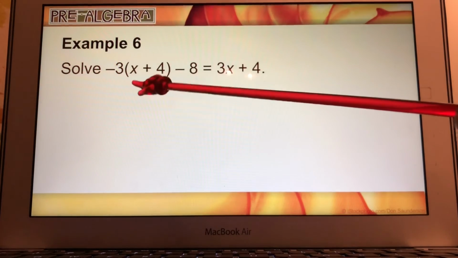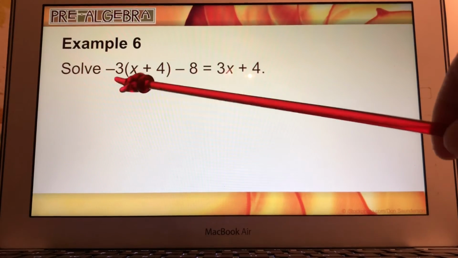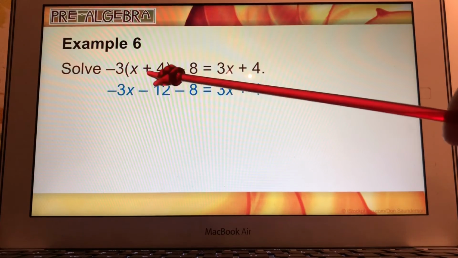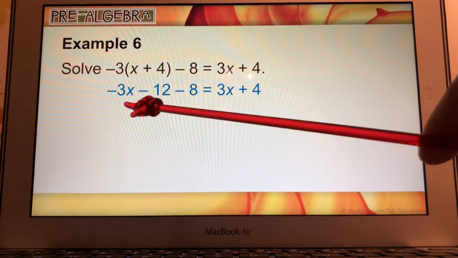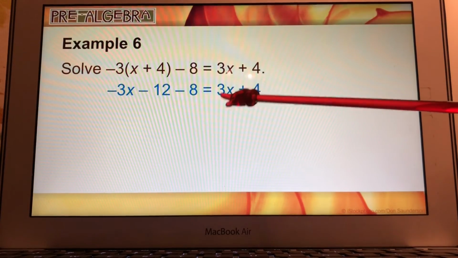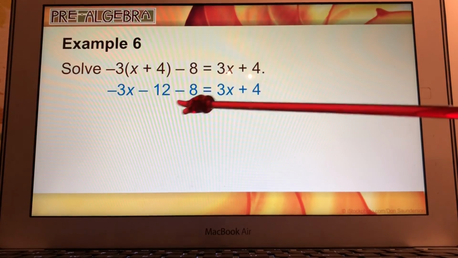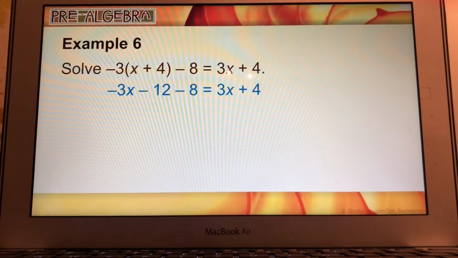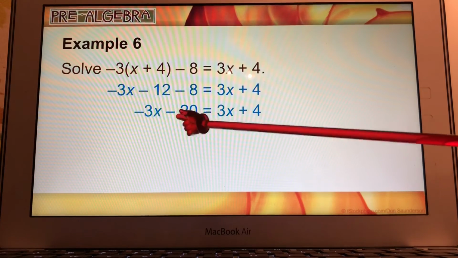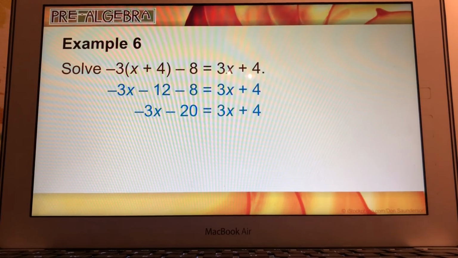Okay, first, you're going to use the distributive property. Remember, that was the very first step. So with my distributive property, I'm going to end up with -3x, and then -3 times 4 is going to give me -12, right? And then I have a -8. Here I have 3x plus 4, and then all I have to do is just combine the like terms here, right? So -3x is equal to, okay, -12 minus 8 is -20, right? And then 3x plus 4.